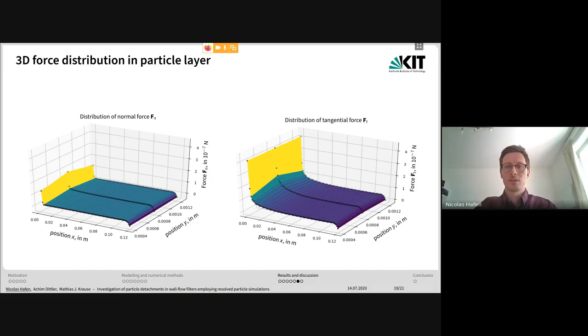But we can already see some differences since we distinguish between normal and tangential forces, meaning drag and lift forces in that case. And for example, for the normal forces, we see that all the particles are shielding each other. And of course, the tangential forces in total are a little bit higher. But what we can actually do with it is then we can set, for example, a force threshold that would keep the particles from being detached and resuspended into the flow.